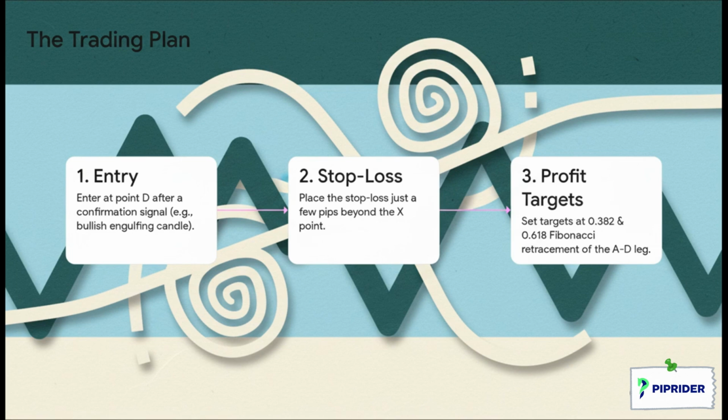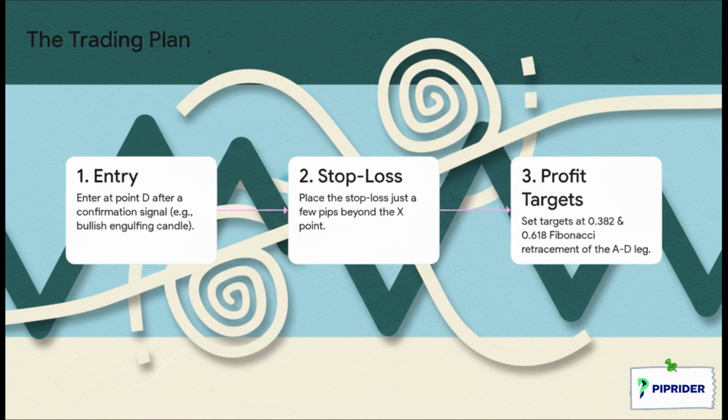First up, entry. And this is critical. You don't just blindly jump in the second the price hits point D. No, you wait for a confirmation signal, like a big, powerful reversal candle. Step 2, your stop loss. This is easy, it has a logical home right beyond the X point. If the price goes past that, the pattern's busted anyway.